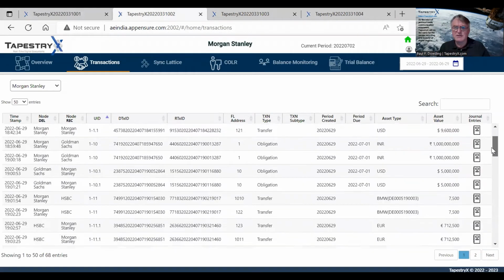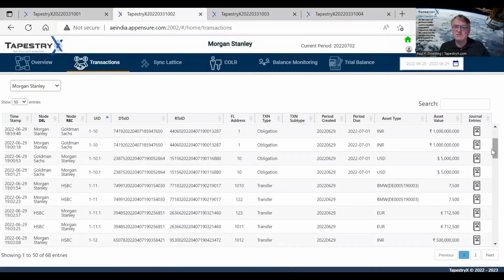If we scroll up a bit, remember, because we said we've got payable receivables and future dated transactions, here is a foreign exchange between a client at Morgan Stanley and Goldman Sachs, where the client at Morgan Stanley is selling Indian rupees and buying US dollars. But you can see that the date created is 1 day before the day it's going to actually settle. This was done in the past, it would have settled by now, but we're just showing you the fact that you can actually record the payable receivable obligation. Note that the transaction type is marked as an obligation versus a transfer.